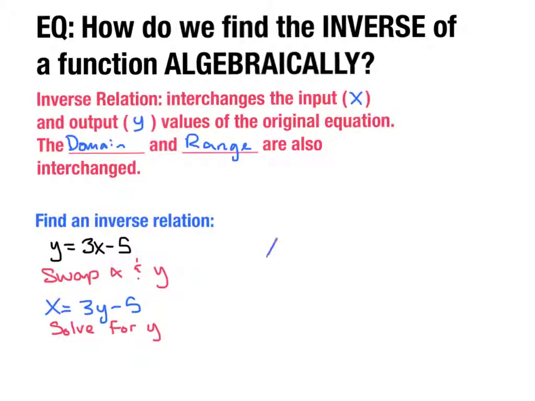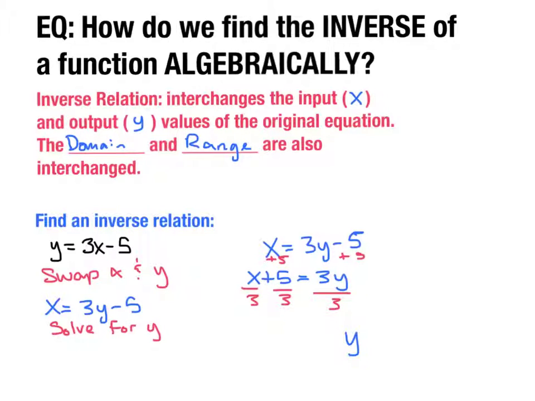So if I have x equals 3y minus 5, what's my first step in solving for y? I'm going to add 5 to both sides. So x plus 5 equals 3y. That came from adding 5 to both sides. And then the next step is going to be to divide everything by 3. Now, I could divide the entire left side by 3, but for our purposes, I'm going to write it like this, where I just divide each thing by 3. It means the same thing.